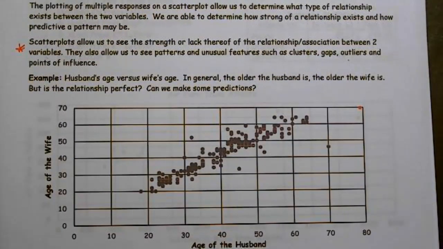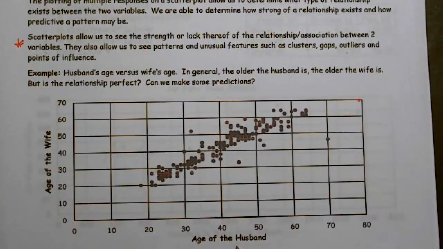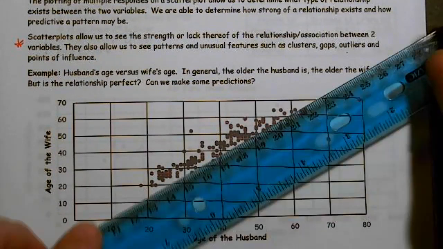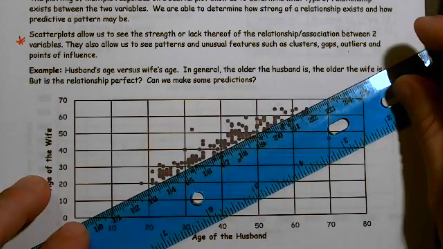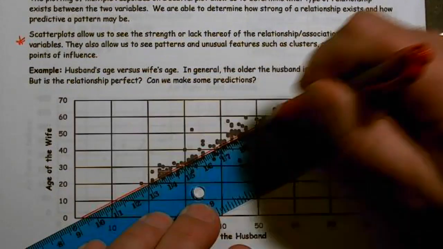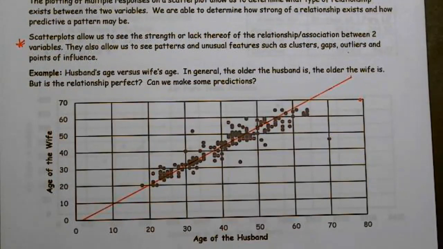So here we have the scatter plot, and we'll notice on the x-axis, we have the age of the husband, and on the y-axis, we have the age of the wife. And we notice that in general, the older the husband is, the older the wife is. And that makes sense. Now, it's not a perfect relationship. If it were a perfect relationship, every single point would lie on a straight line. And I just kind of drew a line of where I thought it might be. You could argue with it. Maybe we should have a little less slope.